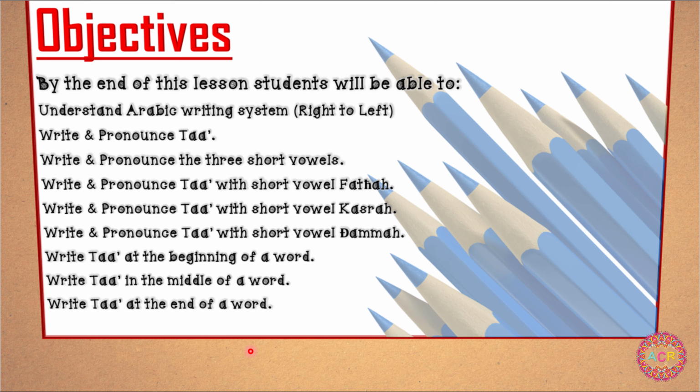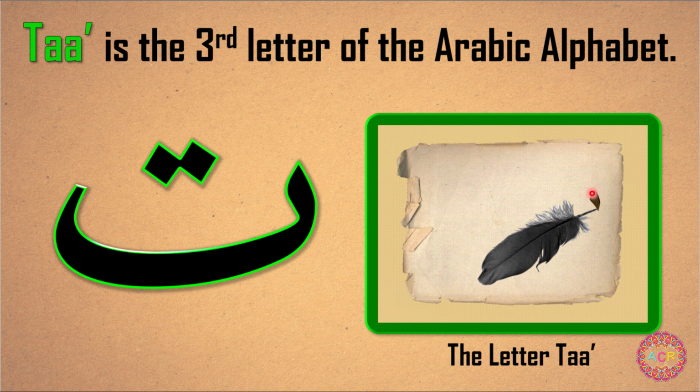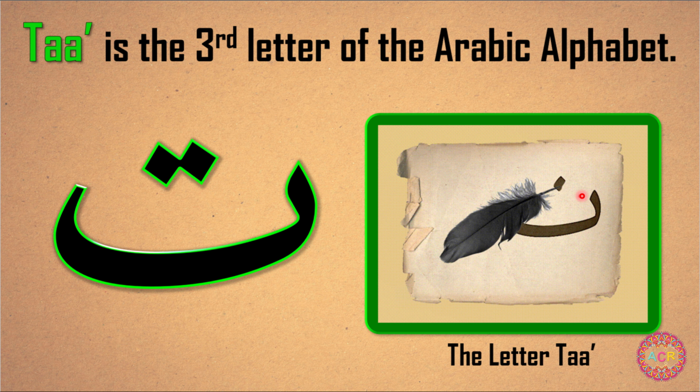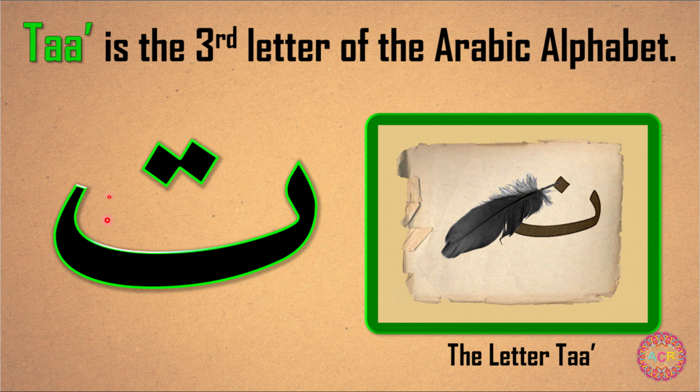The story of the letter Ta. The letter Ta is the third letter of the Arabic alphabet, and as you see, we start writing from right to left. Ta. And as you see here, the letter Ta is a smiley face.